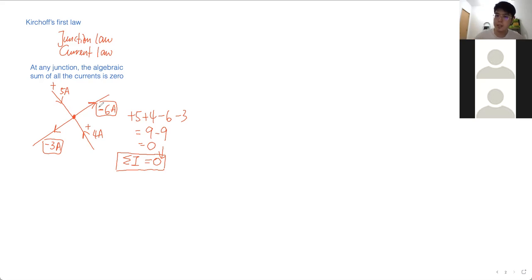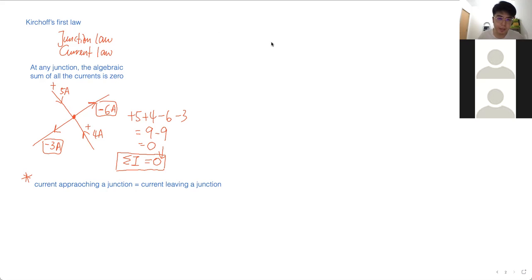What does this expression mean? It simply tells you that current approaching a junction equals current leaving a junction. That's it. Please take note of this statement: current approaching a junction equals current leaving a junction. If you have 9 ampere going into this junction, 9 ampere also goes out.